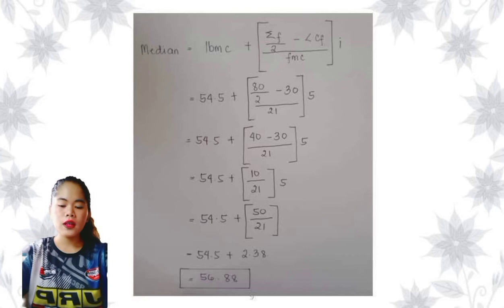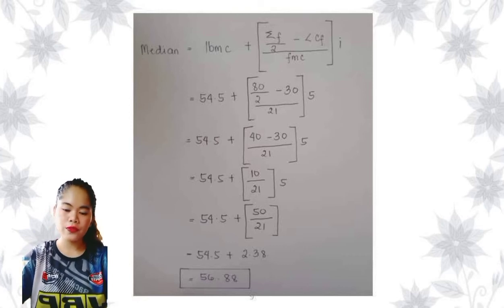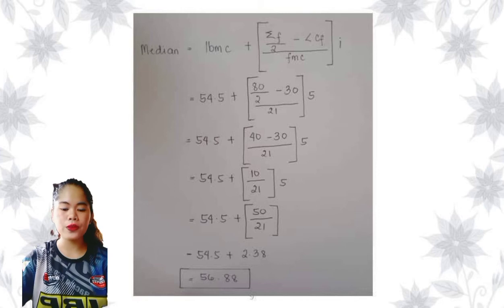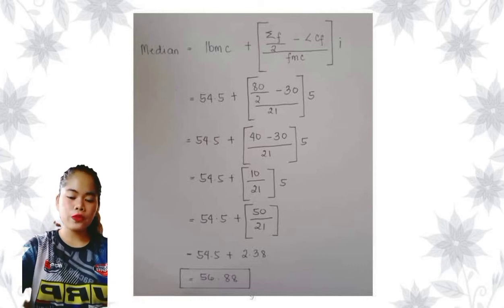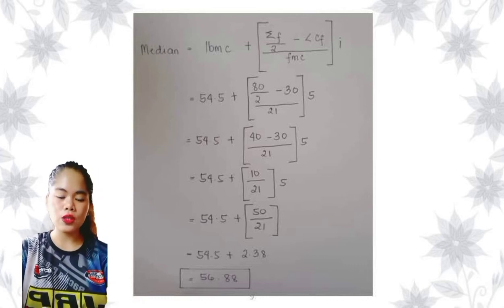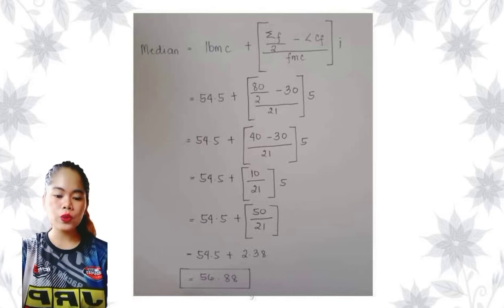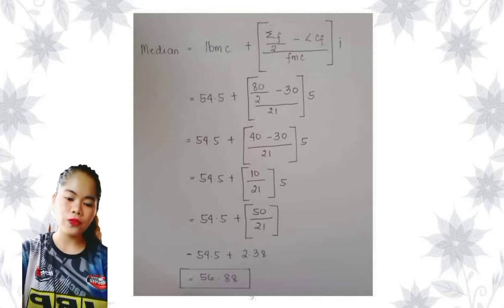And then, 54.5 plus 80 divided by 2 is equal to 40 minus 30 over 21 times 5. And then, 54.5 plus, that becomes 10. So, 40 minus 30 equals 10 over 21 times 5. So, 5 is the interval.